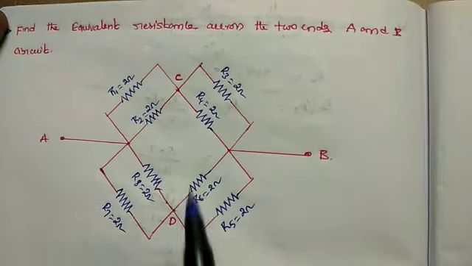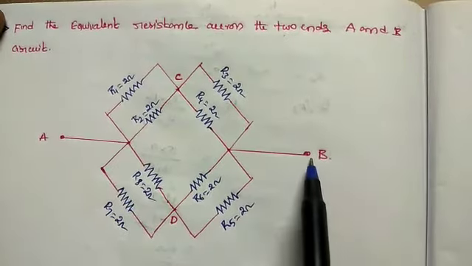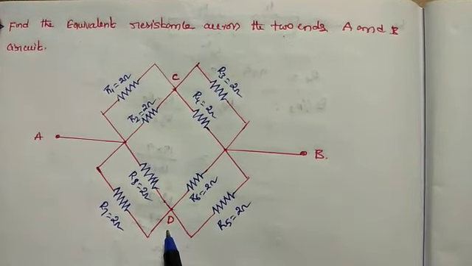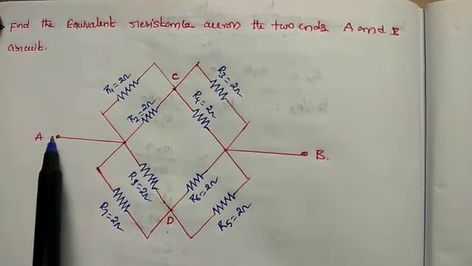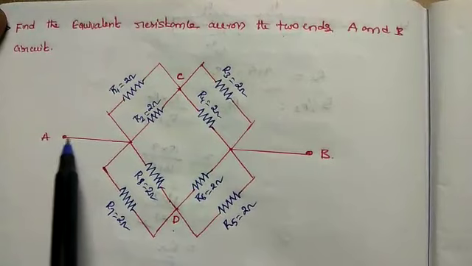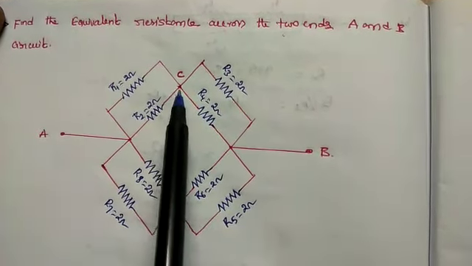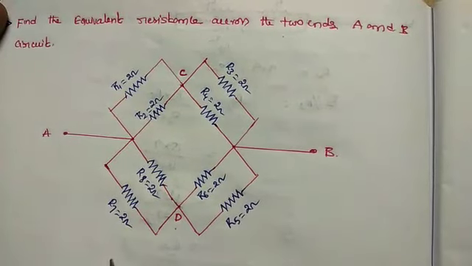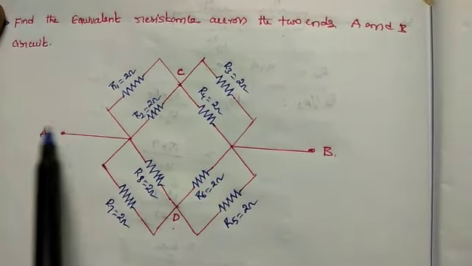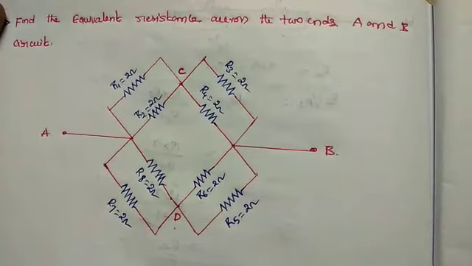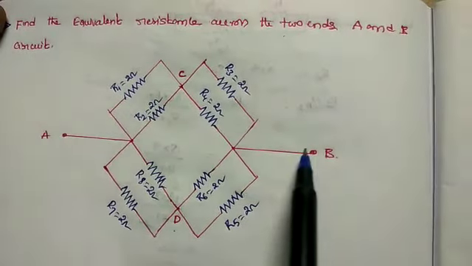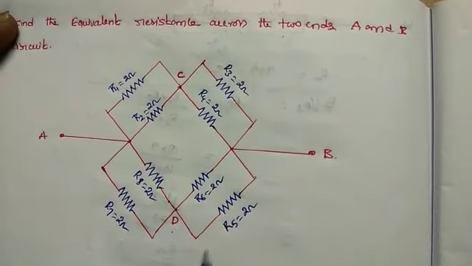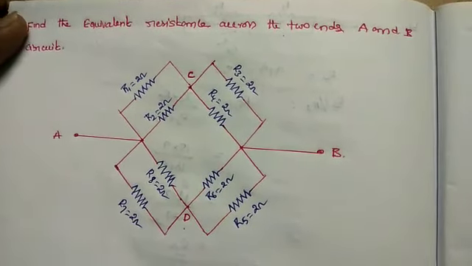See, here in this circuit we have A, B, C and D. First we go from A to B. A to B means A to C and C to B, and B to D and D to A. This is the circuit, but we need the equivalent resistance across A and B. First we have to draw this circuit diagram.